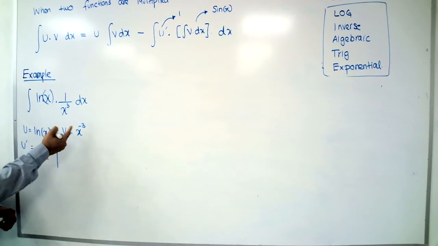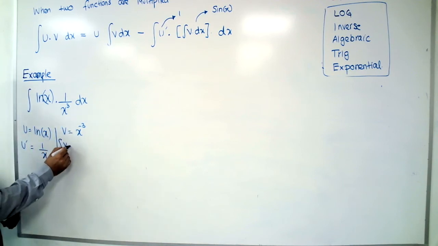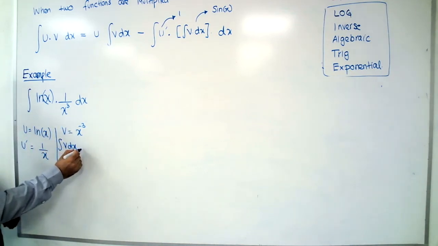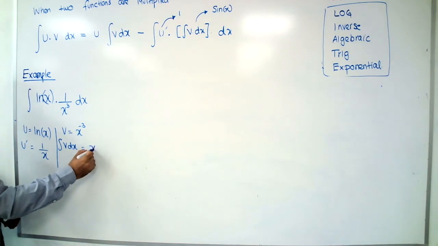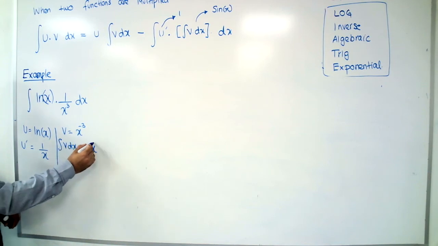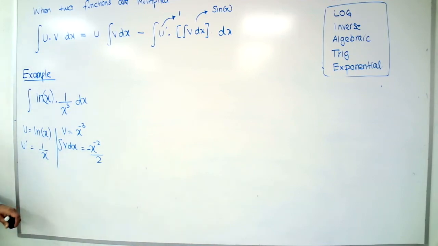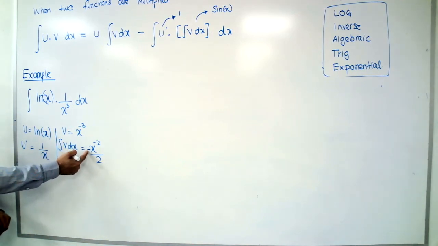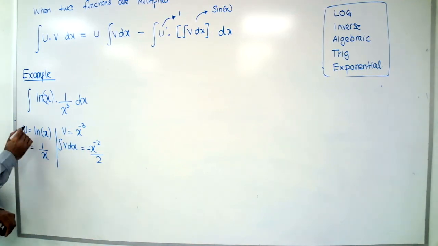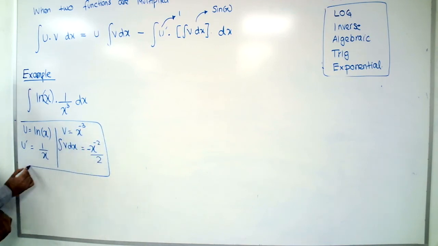Yeah, because 1 over x cubed is the same as x to the minus 3. So what is the integral of that then? x power minus 2 over minus 2. Yeah, minus 3 plus 1 is minus 2, and the minus 2 here. I just put the minus here. Okay, I got that bit done.